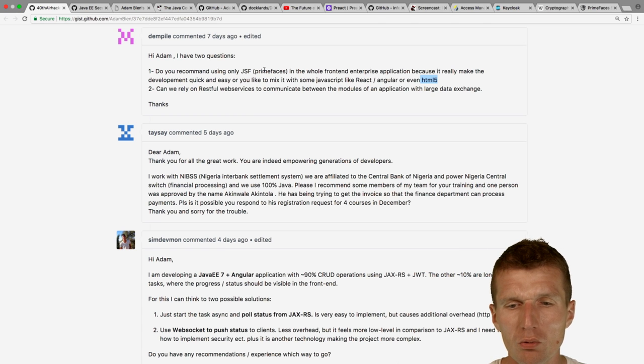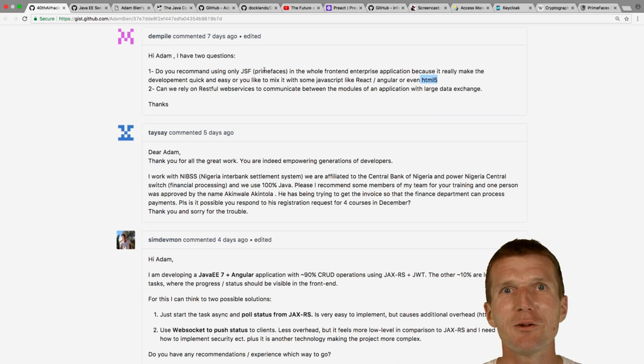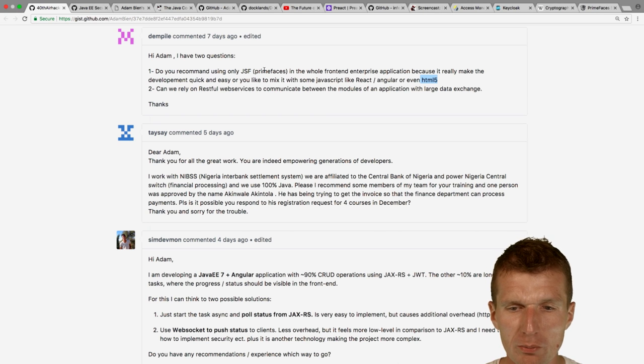Why? Because React and Angular manage the state on the client, not on the server, and they have a so-called virtual DOM, which is another state layer, and JSF manages state on the server. So if you really know what you are doing, you could, of course, mix and match React, Angular, and JSF, but it could become hell on earth. Mixing PrimeFaces with HTML5 is just normal.